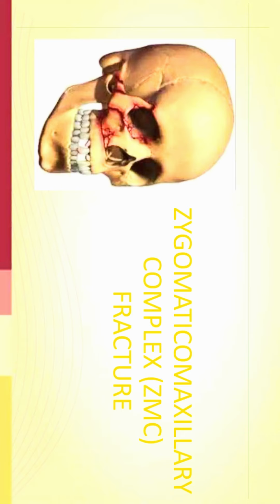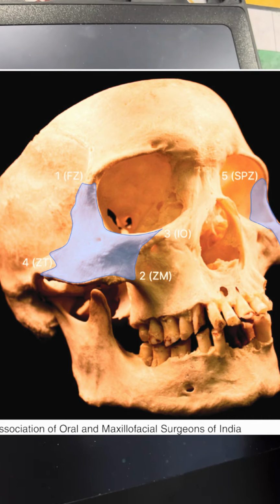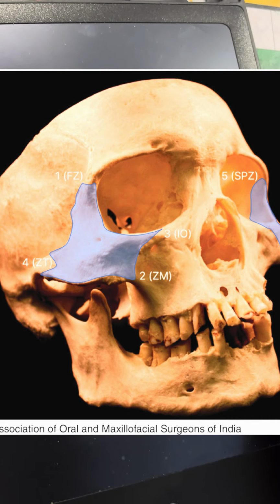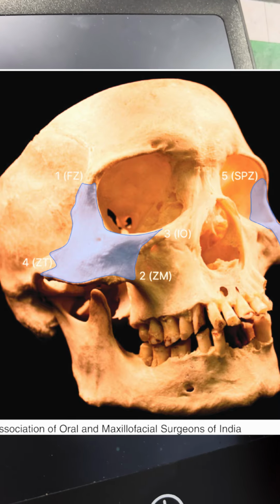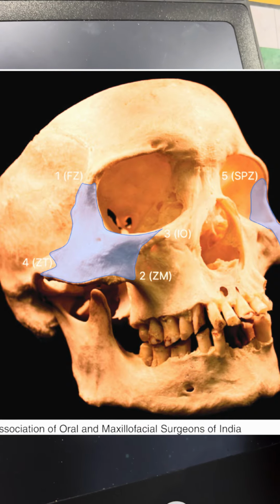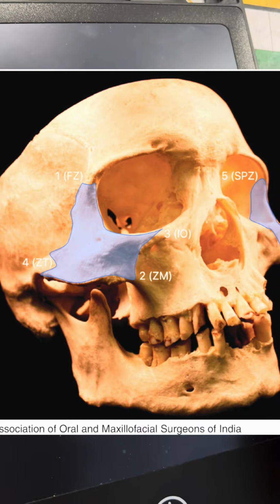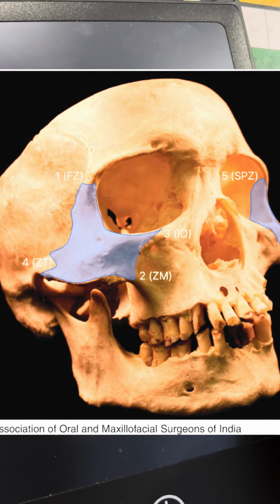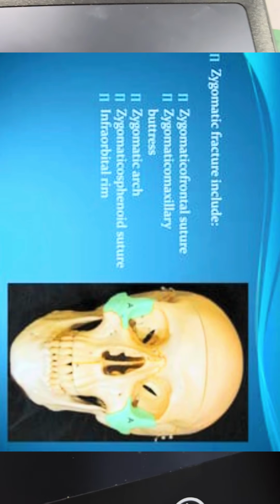The zygoma articulates with four bones through five processes. These are superiorly the frontal bone, medially the maxilla, laterally the temporal bone, and posteriorly the sphenoid bone. And these processes are zygomaticotemporal, zygomaticomaxillary, infraorbital process, frontozygomatic process, and zygomatic process.